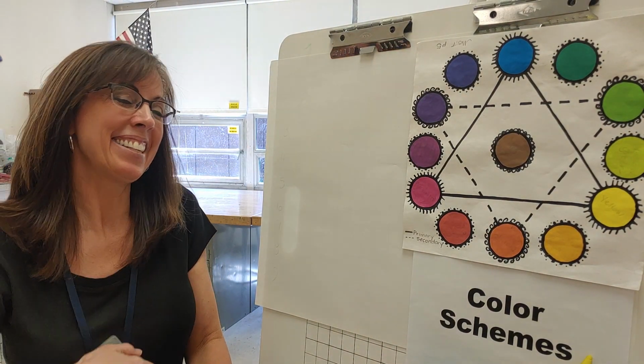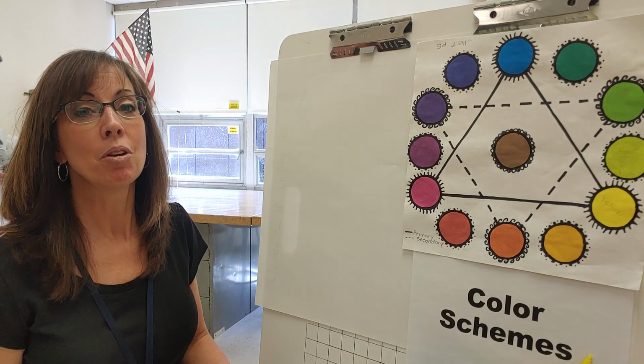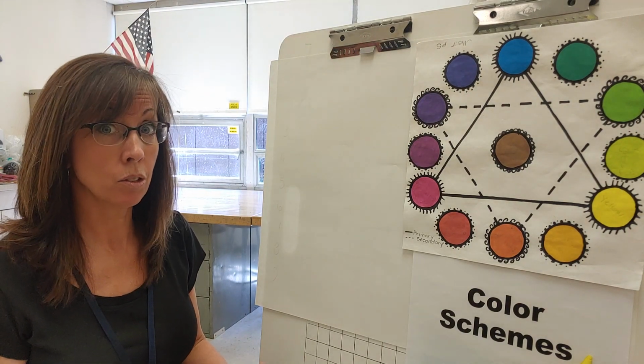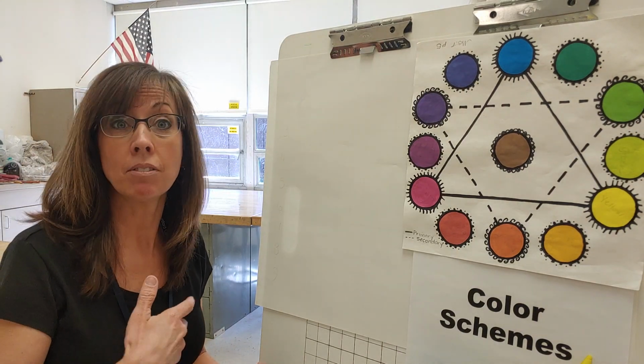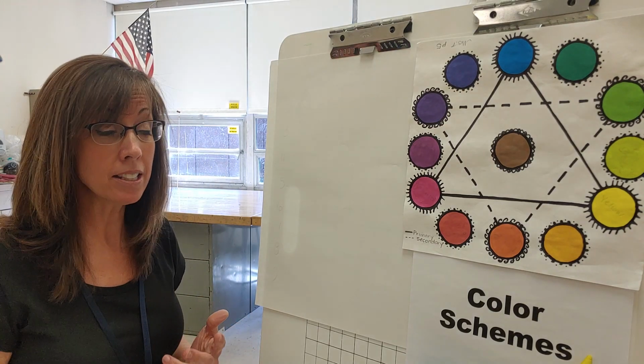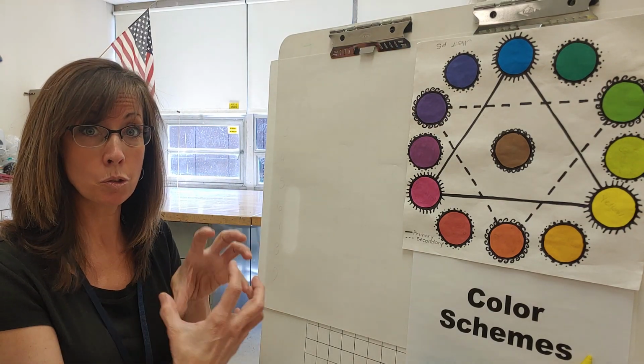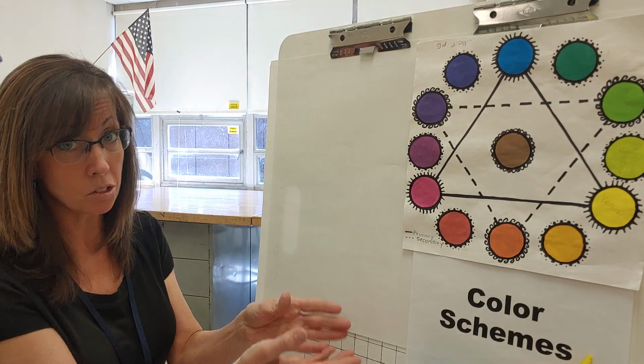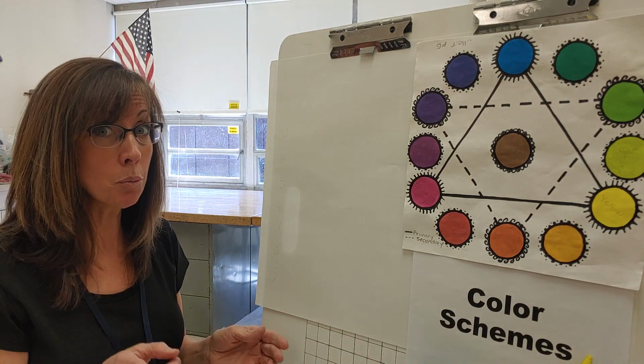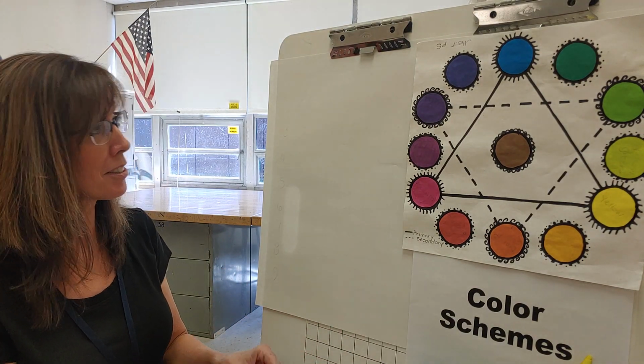Welcome back. Today we're going to talk about color schemes. We've already talked about mixing colors using the primary colors and making values of colors using blacks, whites, and grays. So now we're going to talk about specific groupings of colors, also known as color schemes. You should be familiar with a couple already if you've been paying attention.